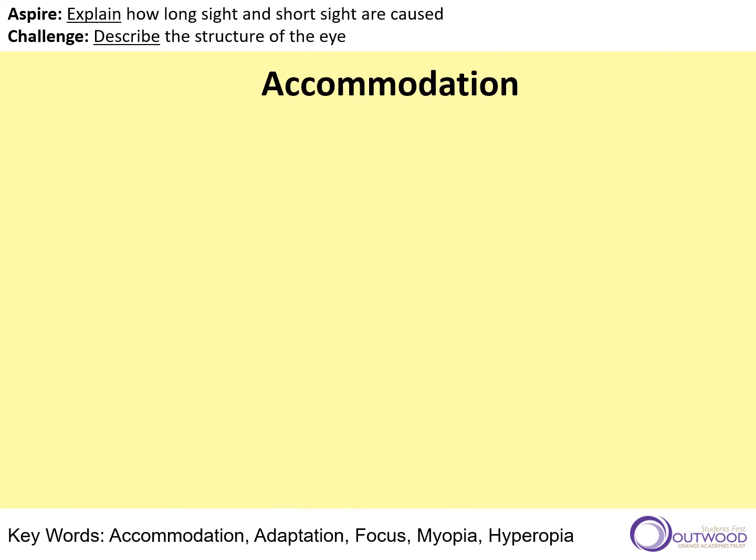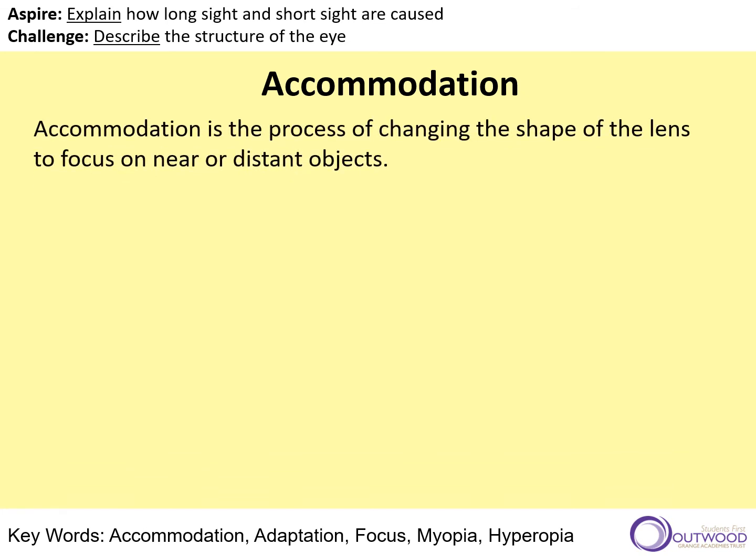So let's move on to something called accommodation. Accommodation is a process of changing the shape of the lens to focus on near or distant objects. This aspect is probably a bit more difficult in terms of some of the questions. However, the answers are always the same. It's one of those GCSE points that sounds complicated, but it's actually fairly straightforward.